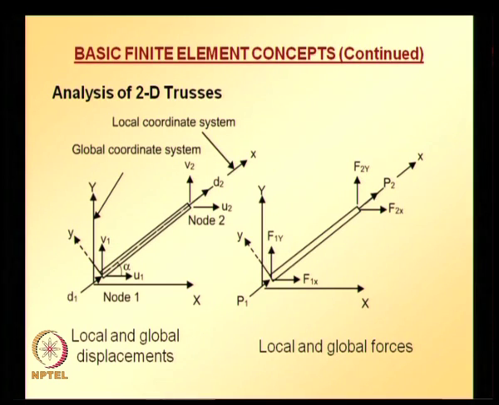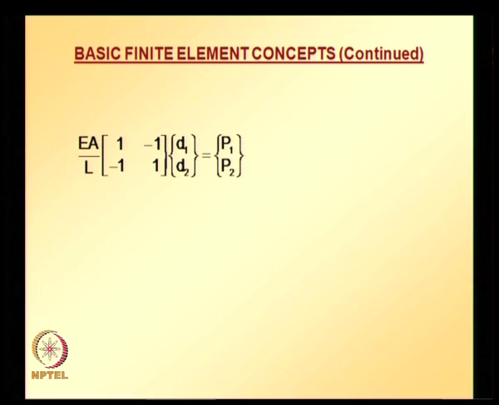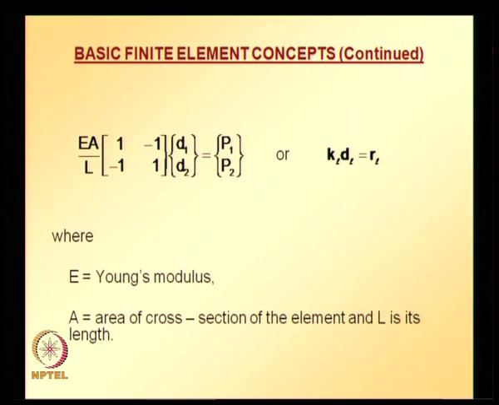And now let us see the element equations for the axial deformation element, which we already learnt in the last lecture. E A over L times the matrix 1 minus 1, minus 1 1, with d1 d2 as the local displacement vector and capital P1 capital P2 as the local force vector, and this can be compactly written as k subscript L, where L stands for local coordinate system, d subscript L equals r subscript L. And in these element equations, capital E is Young's modulus, capital A is the area of cross section of the element, and L is the length of the element.